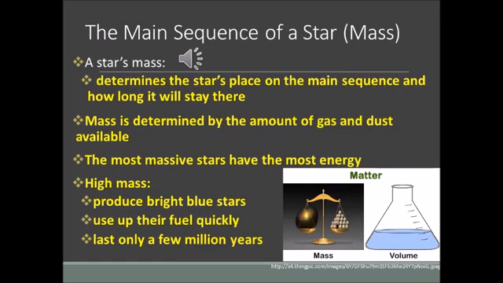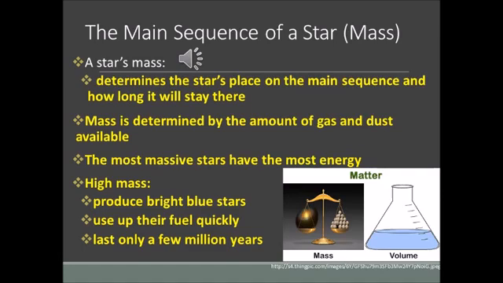The most massive stars have the most energy. So high mass stars produce bright blue stars, but they use up their fuel really quickly and they only last a few million years. The mass of the star is a huge determining factor in the type of star. Again, there are the main sequence stars, giant stars, supergiants, and dwarf stars.